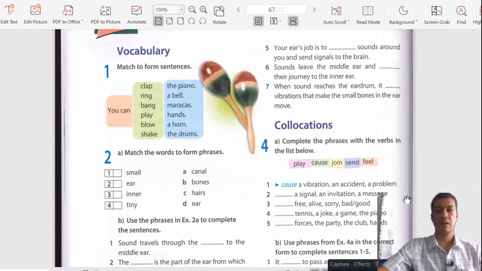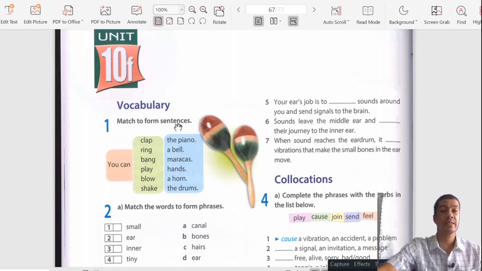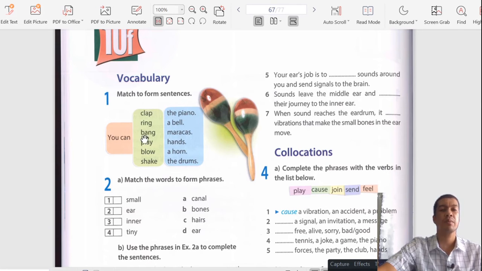Alright, and we are back again. Unit 10F, open up your books and then we can go through it together. Now, vocabulary, we are supposed to match to form sentences, sentences that we are going to make with the following vocabulary words. So you can clap what? Okay, we can clap.